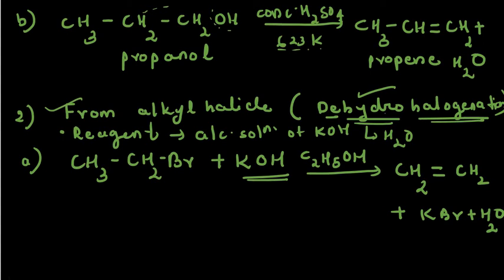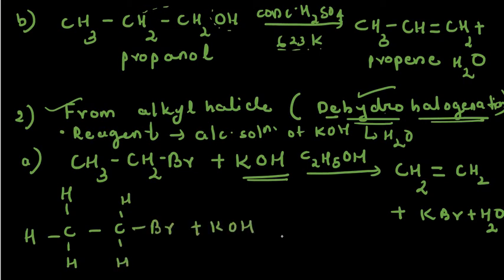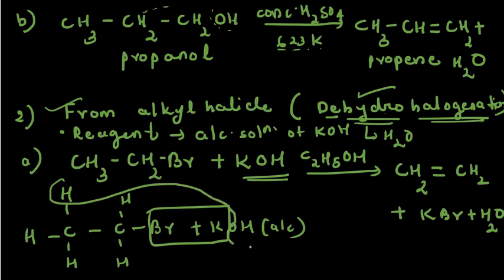Now this is our reaction from alkyl halides. We can represent it like this: here there are 2 carbon atoms, CH3 can be represented like this. Again we have CH2Br, on reaction with alcoholic solution of potassium hydroxide. What will happen? This KBr will be eliminated, and a hydrogen will be eliminated. So our product will be CH2=CH2 plus KBr plus H2O.